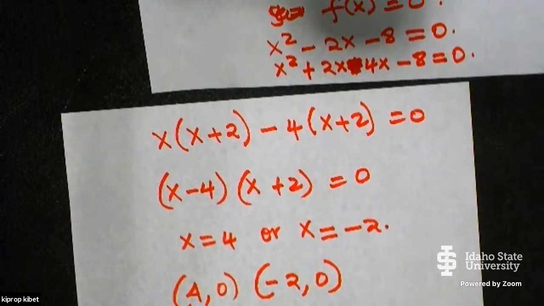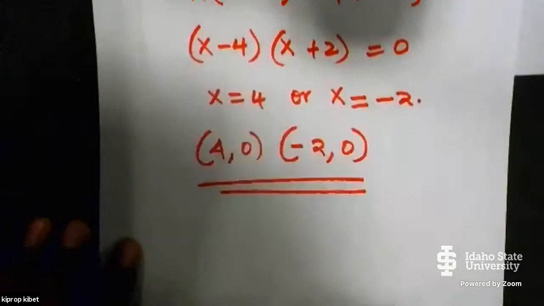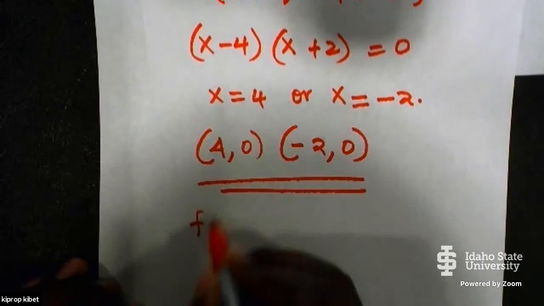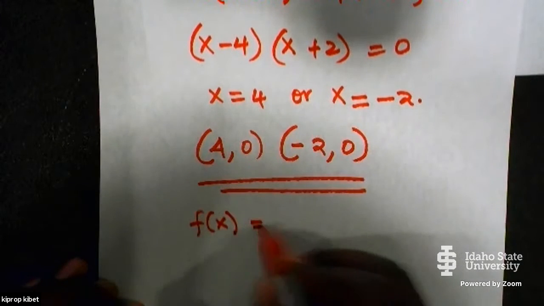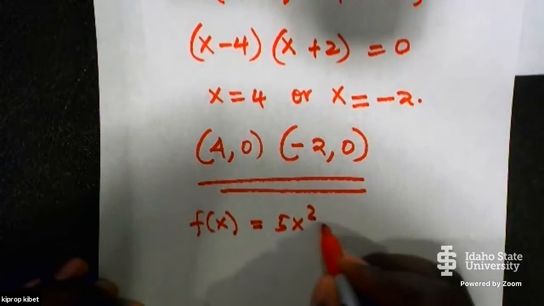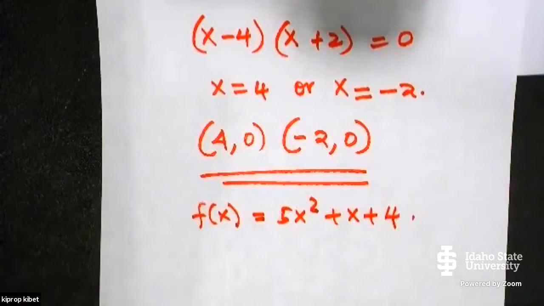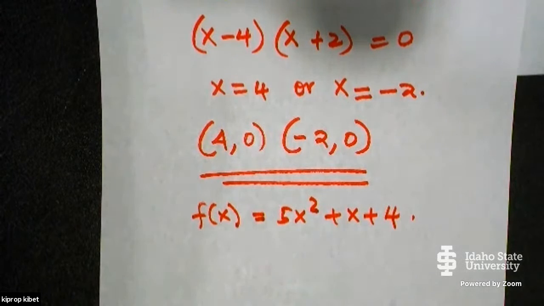Another example. Find the intercepts of the parabola for the function f of x equals 5x squared plus x plus 4.